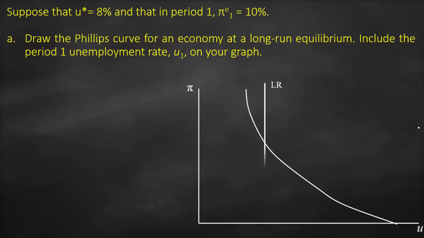And then we have here, this is our long run unemployment rate. Because in the long run, we said that our unemployment will reach the natural rate of unemployment. Therefore here, our unemployment rate will be 8%. The point of intersection between the long run and the short run Phillips curve will give us 10%.